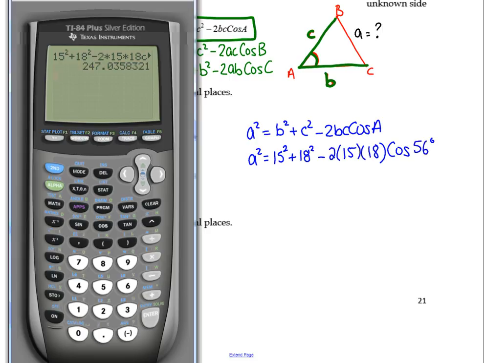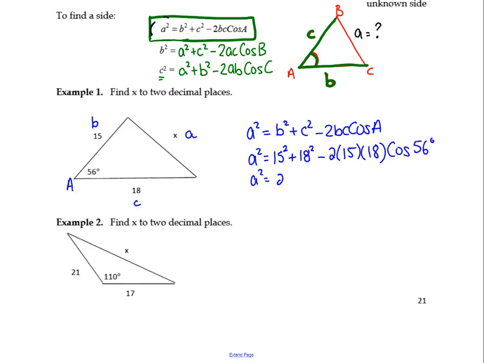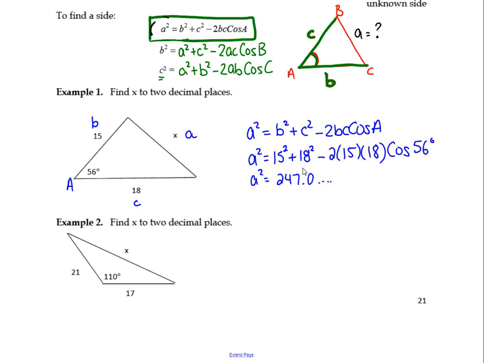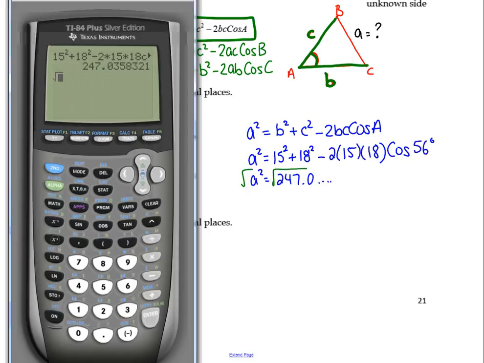No. Because, what do we still have to do? Square root it. So there's one extra step. We have to square root it. So square root our answer. So technically, you could type this in all at once. I'll show you in a second. Does that make sense for our triangle? Yeah, that logically makes sense.